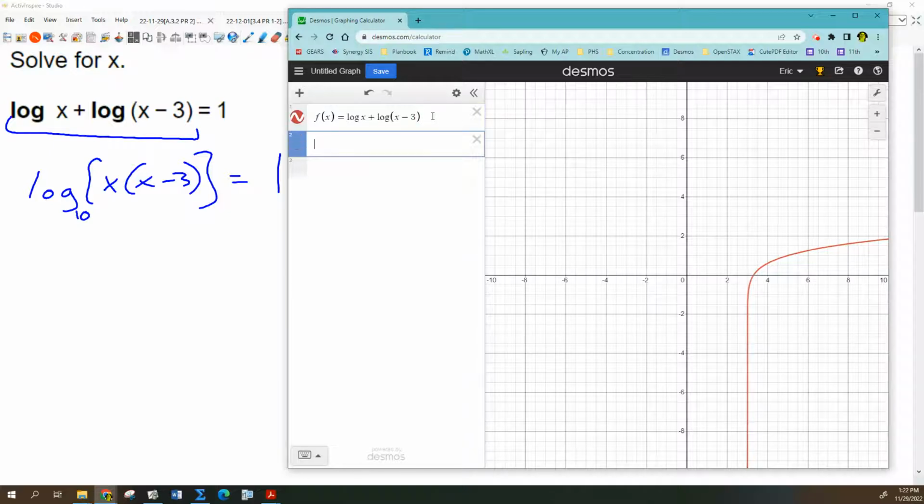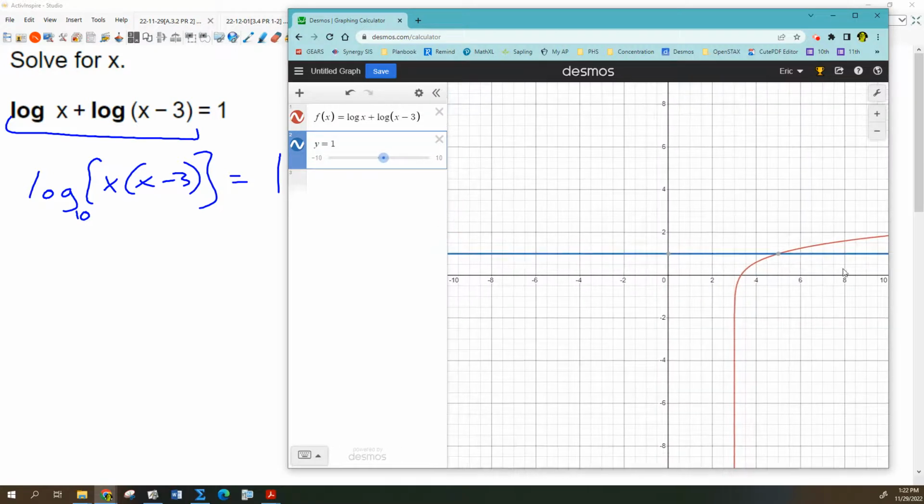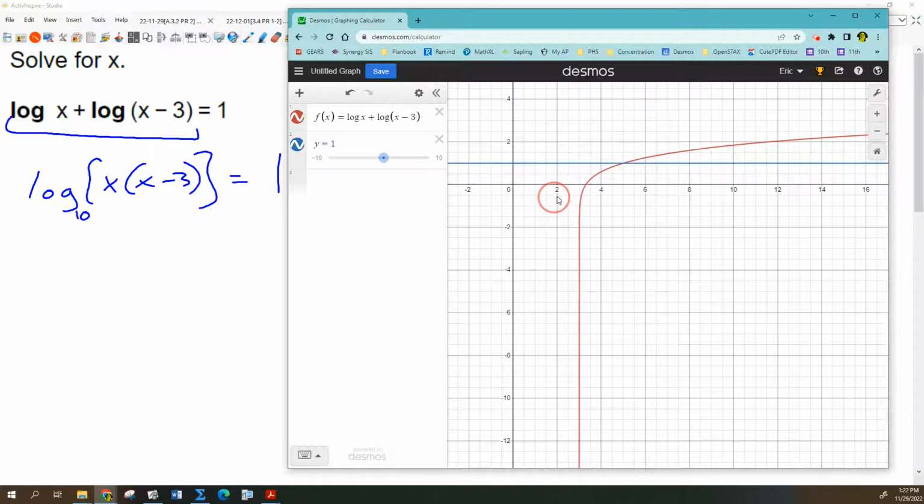Well, I could just come down here and graph the function y equals 1, and there's the intersection. It occurs when x is 5. There is no solution when x equals negative 2, because look at the red graph. It's not even defined for x values of negative 2, right? That's why it can't be negative. Here, I'll include that in the notes.